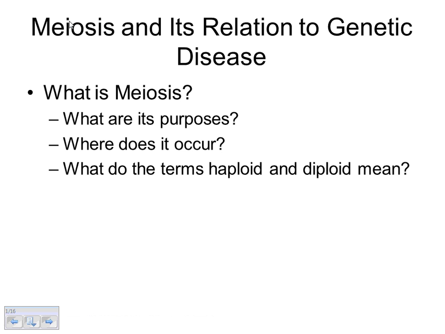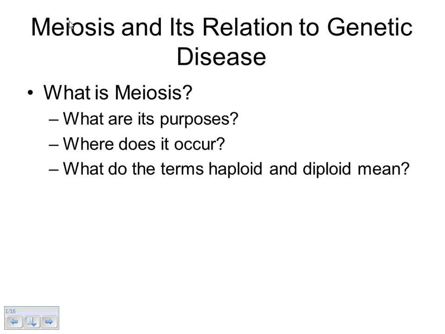So, quick review first of all, before we get into the non-disjunction stuff. Meiosis has two purposes: to create haploid gametes, so that the number of chromosomes in our offspring are the same, generation after generation after generation. That's purpose number one. Purpose number two is to create genetic variation by means such as crossing over, independent assortment, and segregation.